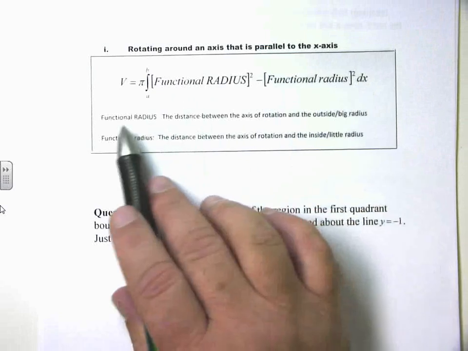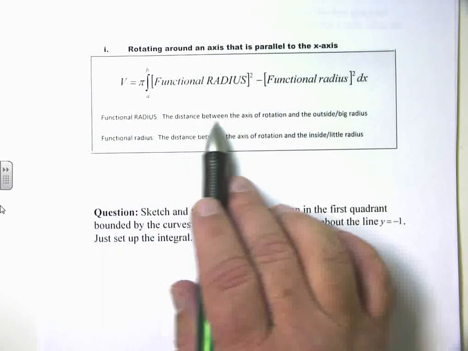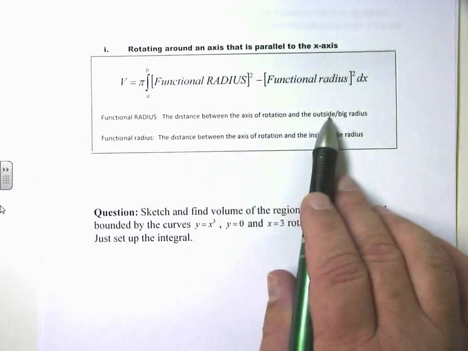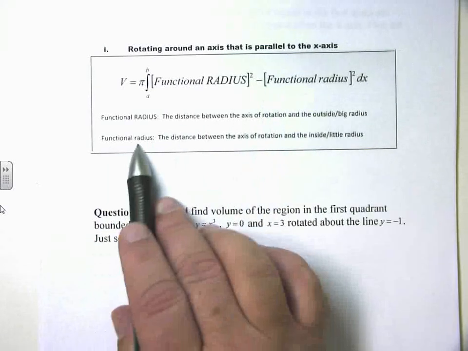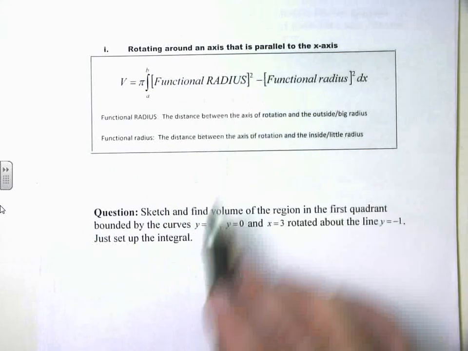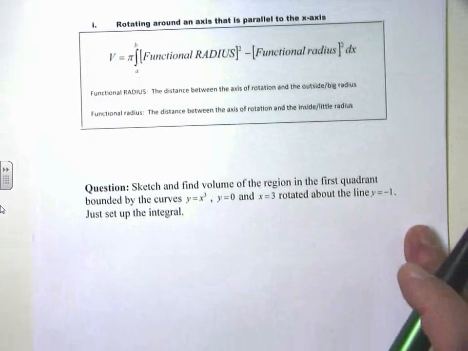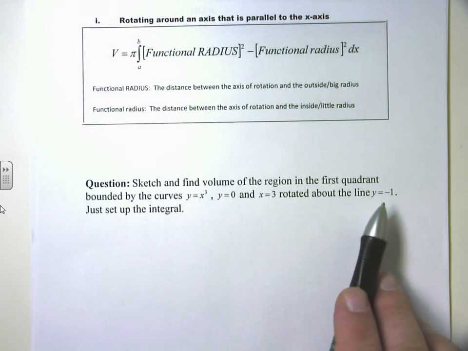And you use this. The big functional radius, what I call big radius, and that's the capital letters there, is the distance between the axis of rotation and the outside big radius. And the little functional radius, little here, is the distance between the axis of rotation and the inside. So let me show you an example of using this particular formula. Okay. Sketch and find the region in the first quadrant of the curves bounded by y equals x cubed, y equals 0, x equals 3, rotated about the line y equals -1.